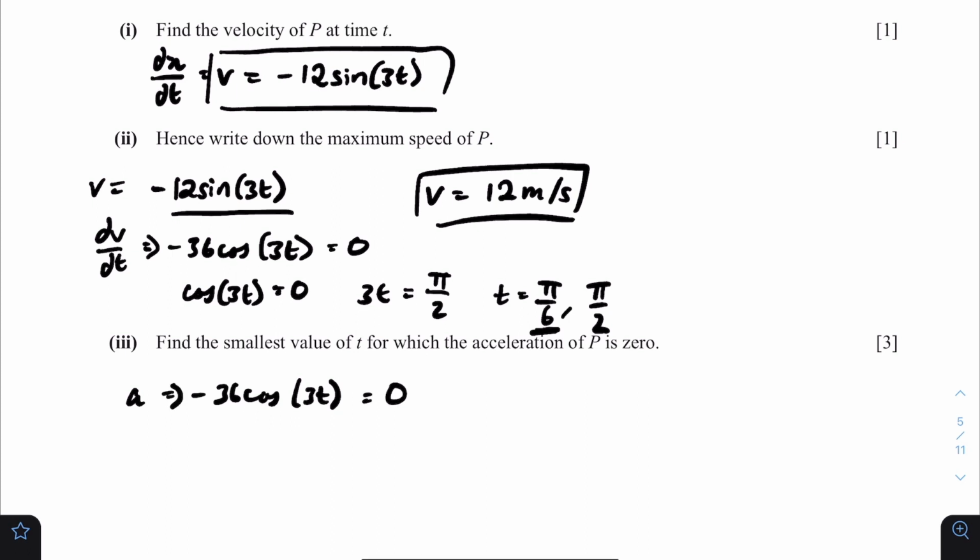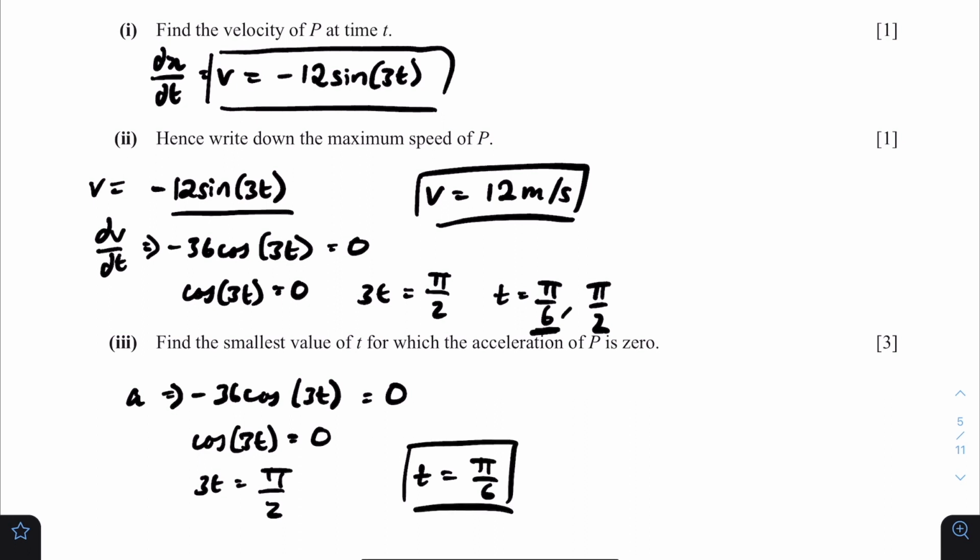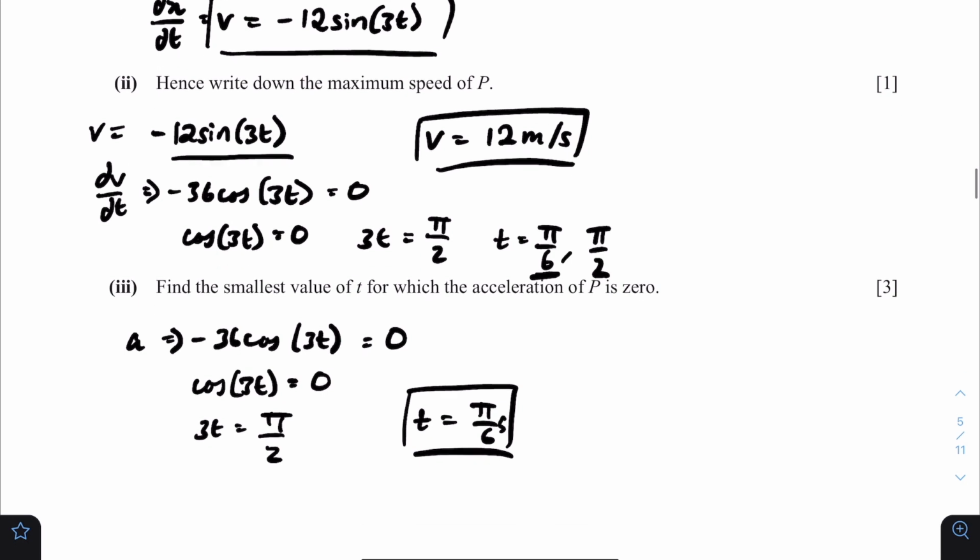Therefore, cos 3t is equal to 0. 3t has to equal pi over 2. Therefore, t is equal to pi over 6. So it's equal to pi over 6 seconds, as that's the smallest value that can make this equal to 0. All right, let's move on to the next question.